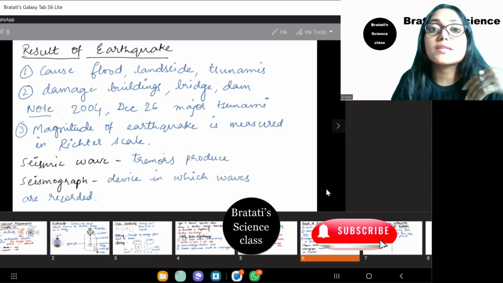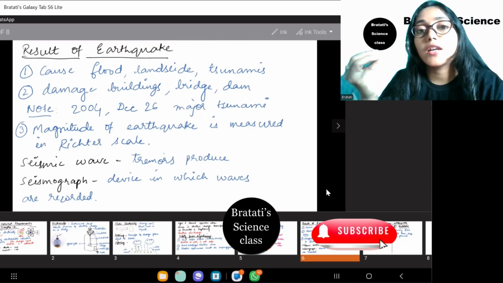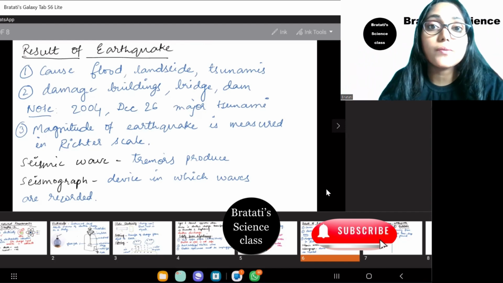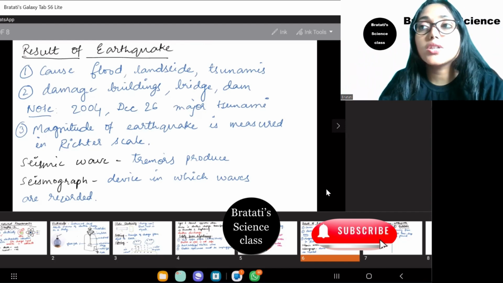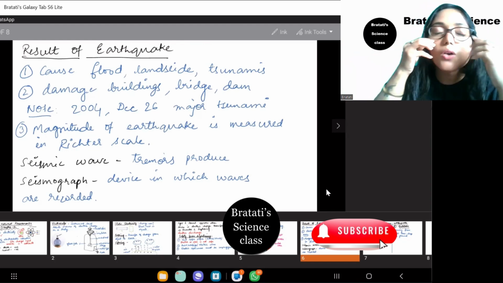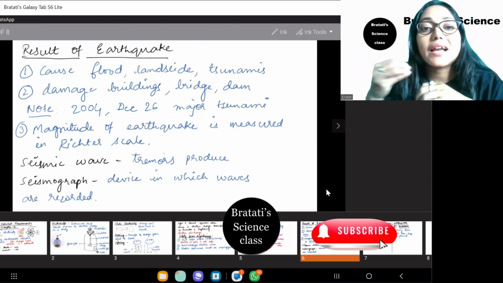But more than 6, you can feel it, and not only feel it, we can see the cracks and all. If it is beyond 7.5, it's a massacre. This tremor is really something serious to be concerned about. Now, what are seismic waves? How do we measure the magnitude of it?